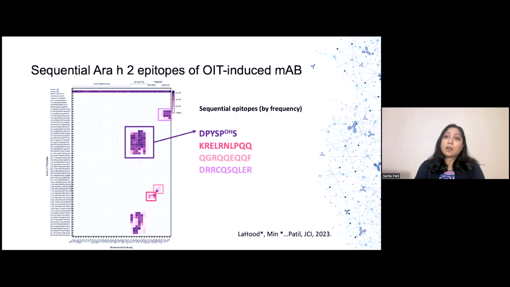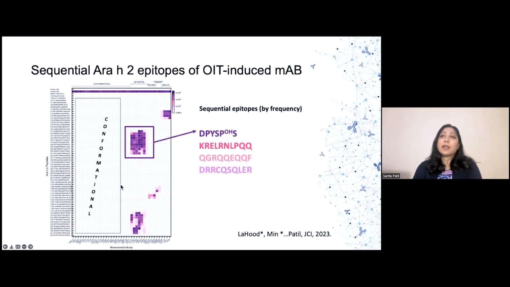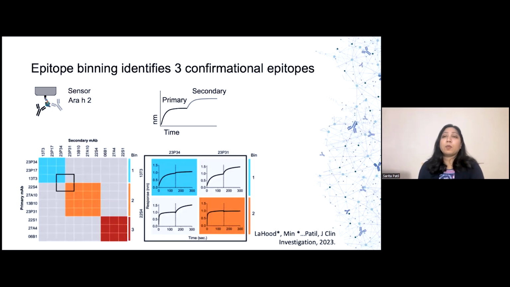But to understand the conformational epitopes, those antibodies that did not bind to any peptides on this microarray, we turned to biolayer interferometry and epitope binning, where we used a streptavidin sensor that was attached to biotinylated ARH2. We dipped the sensor into primary antibody, where we saturated that primary antibody to detect whether a secondary antibody could bind, in which case it would be binding to a separate epitope of ARH2, or the same epitope, in which case it wouldn't cause a deflection in the wavelength of light.